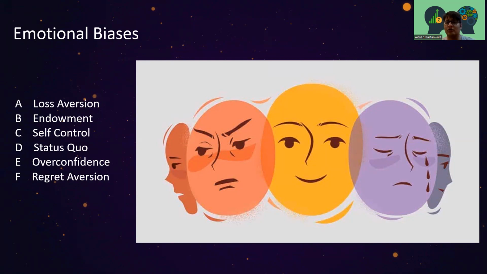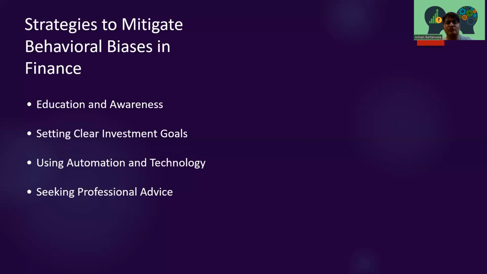So I think this was all about cognitive and emotional biases. I just have one more slide on how you should mitigate these behavioral biases in finance. I'm sure that whoever is watching this video, or maybe will be watching this video in the future, exhibits at least one of these biases. We may not agree, that is a different thing, but all of us have at least one of these biases. So how do you mitigate these biases?